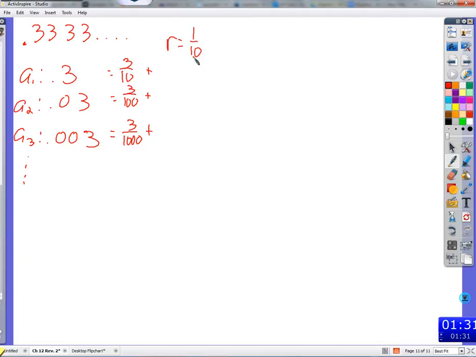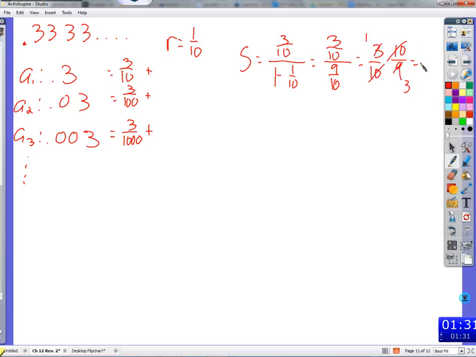We've got it. We've got everything we need. We've got a sub 1, we've got r. So S equals 3/10 over 1 minus 1/10. 3/10 over 9/10. Multiply by the reciprocal, 3/10 times 10/9. 1/3.